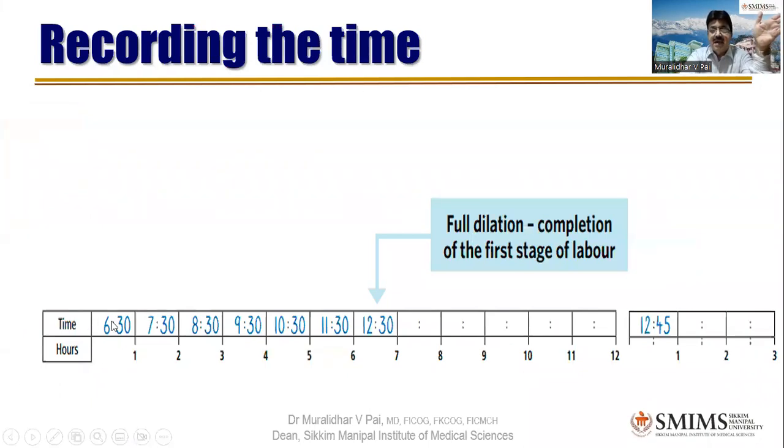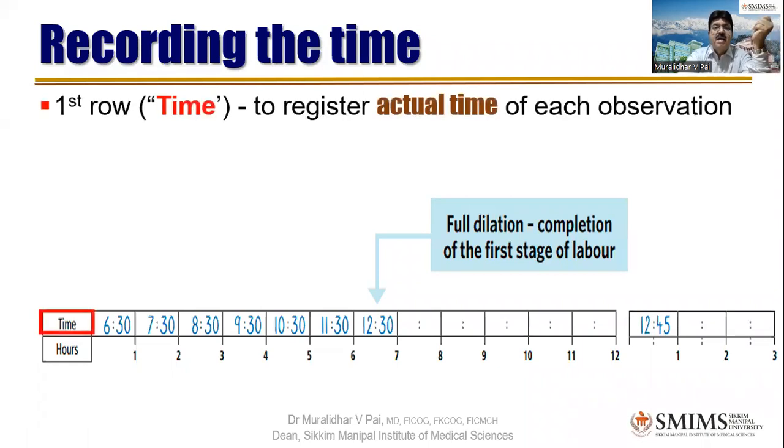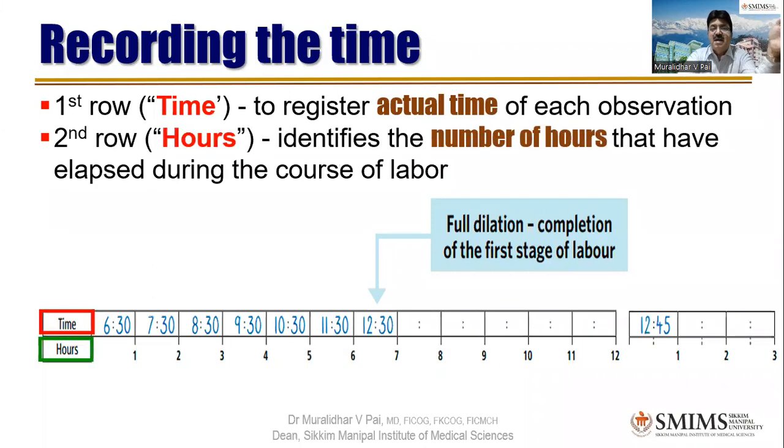As I said, in the upper row, you write the actual time. 6:30 is the time, probably she was 5 centimeters, and it is at the end of 1 hour. 7:30, 2 hours, and this is 8:30, and 9:30, 10:30, 11:30, like that. And she has reached second stage by 12:45. She has reached quite fast. So that is how you write the time. First row is time, registering the actual time of observation, and the second row is the hours, identifying the number of hours that have elapsed during the course of the labor.